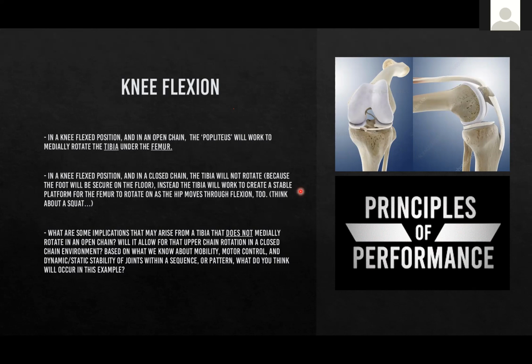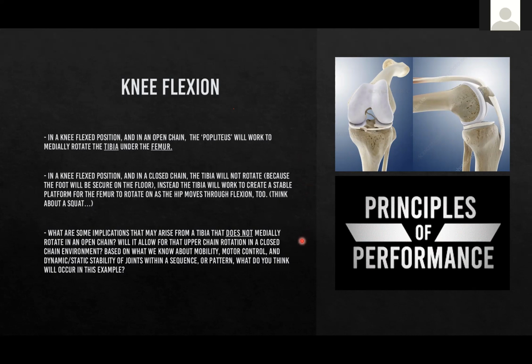I'm going to reiterate this again. Open chain, you'll be able to spin your foot internally and externally. In a closed chain, you can't do that because your foot is fixed on the floor. But what you will be able to do is create rotation at your femur. You can't create much rotation at your femur when you're trying to open chain spin your tibiofemoral joint. It's important to understand here.